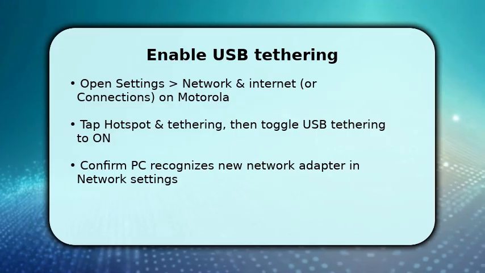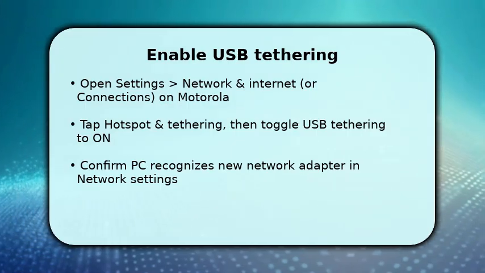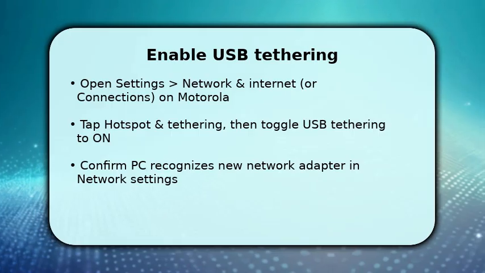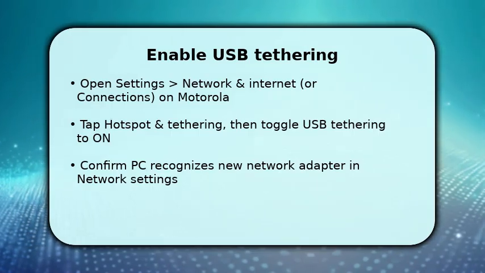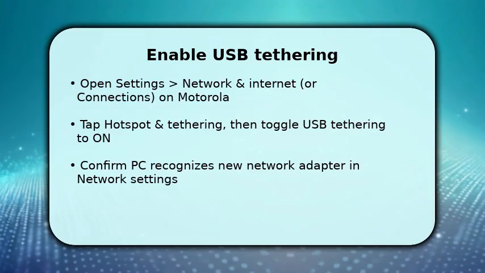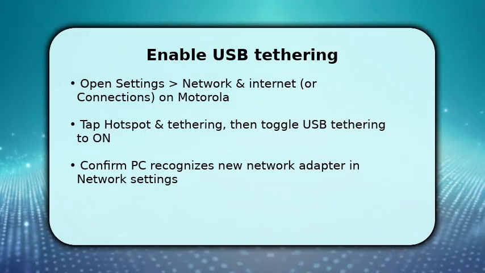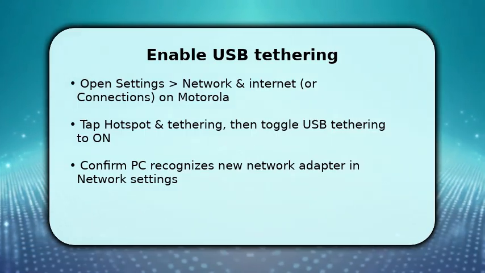On the PC, Windows or Mac OS should detect a new network adapter. If it doesn't, wait a few seconds and recheck the cable and USB port. You enable tethering here to create the actual link that carries internet traffic.